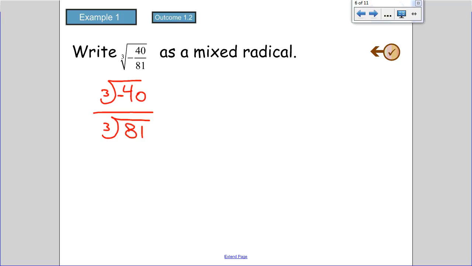Now, what do you have? You have a radical on the top. You have a radical on the bottom. What do you think you're going to do? Simplify them both separately. So if you had just the cube root of 40, you could simplify it. So do that. If you had just the cube root of 81, you could simplify it. So do that. We're going to need our cube chart.